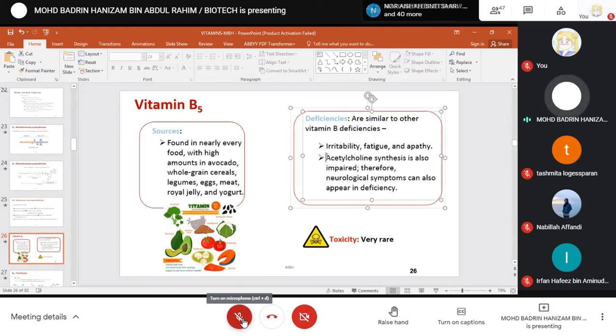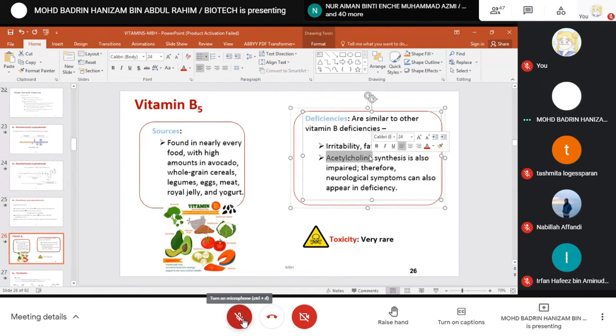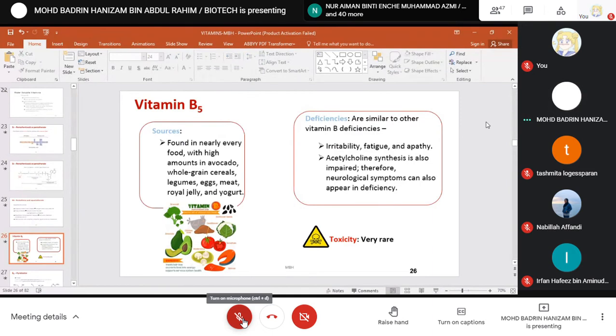So acetylcholine is a neuron activator that gives a signal in neuron metabolism. So without enough acetylcholine, or even without acetylcholine, you cannot have a proper neurological mechanism or metabolism. So again, toxicity is very rare. So up to now, from vitamin B1 until vitamin B5, only one vitamin has been reported to have toxicity.